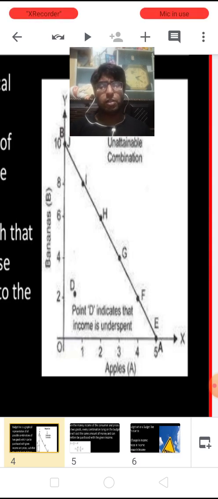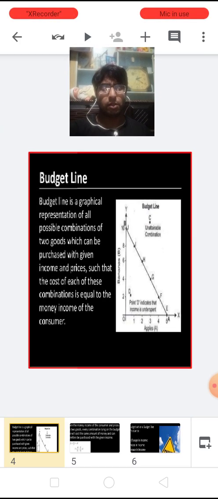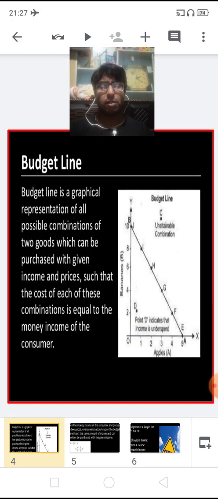This A and B is basically known as the budget line, or it is also known as the price line, and all these combinations like J, I, H, G, F, all these combinations lie in the budget line, which is in the paying capacity of the consumer. This is called an attainable or an affordable combination which a consumer can have with his given money income and market prices. So basically it is known as the locus of all these combinations.